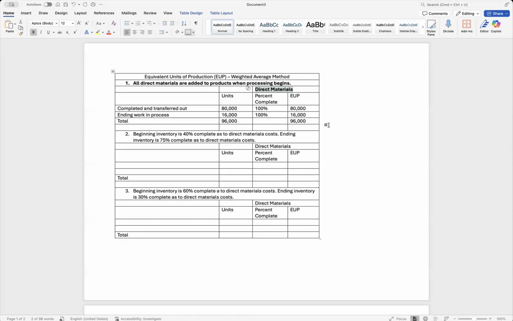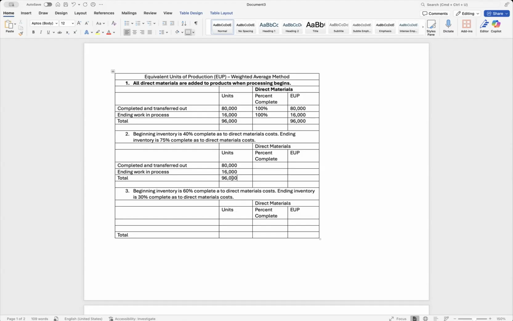Okay. Part 2. Beginning inventory is 40% complete as to direct materials cost. Ending inventory is 75% complete as to direct materials cost. So again, we're only concerned with our completed and transferred out because that includes the beginning and the started and completed. So completed and transferred out, 80,000. And our ending work in process, we're concerned with that because it has not been completed. That's 16,000. So we're just going to put those here.